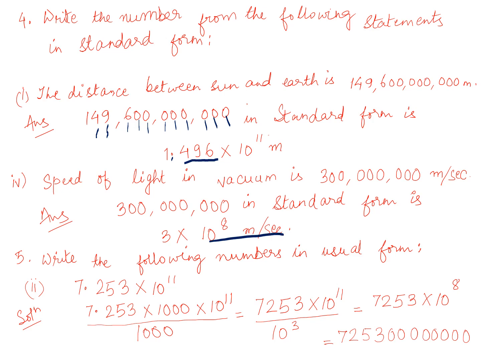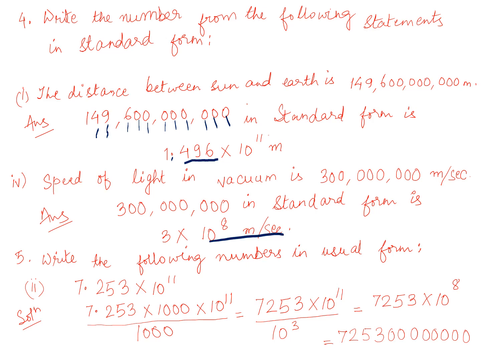Question number 5, subpart 2. Write the following numbers in usual form. Usual form is the opposite of standard form. Standard form is written with powers of 10, but usual form is a simple number. So look here. The number given is 7.253 times 10 to the power 11. We have 7.253. You have to make a simple number first. So what will you do?